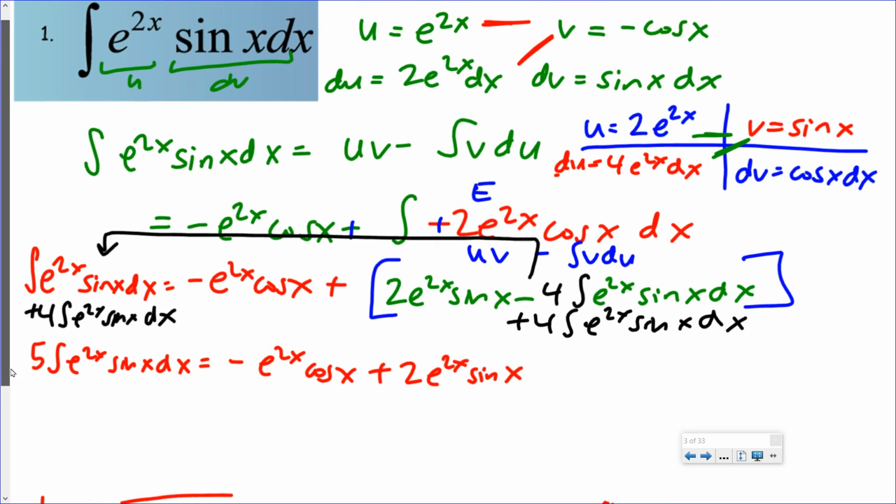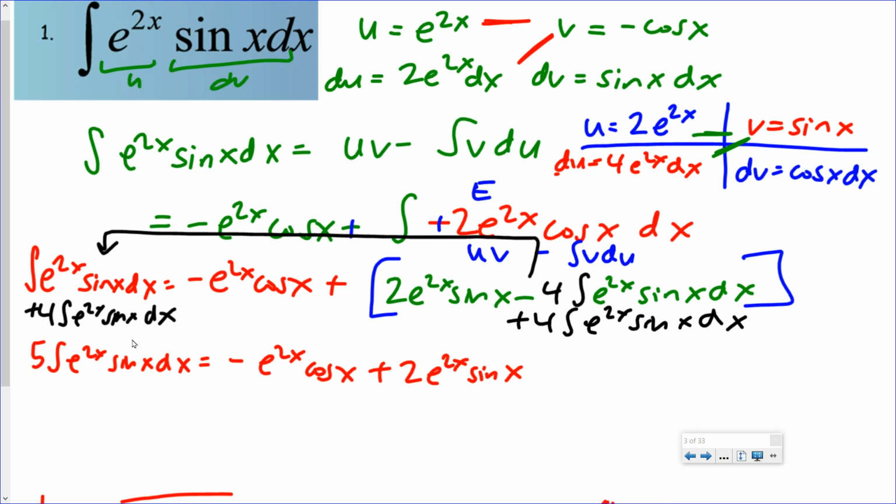And so remember, the goal was to solve for this e2x sine x dx. So if I wanted to solve for this, what do I have to do to both sides? Divide by 5. And make sure you divide the whole thing by 5. And don't forget Charlie, and that is your answer.